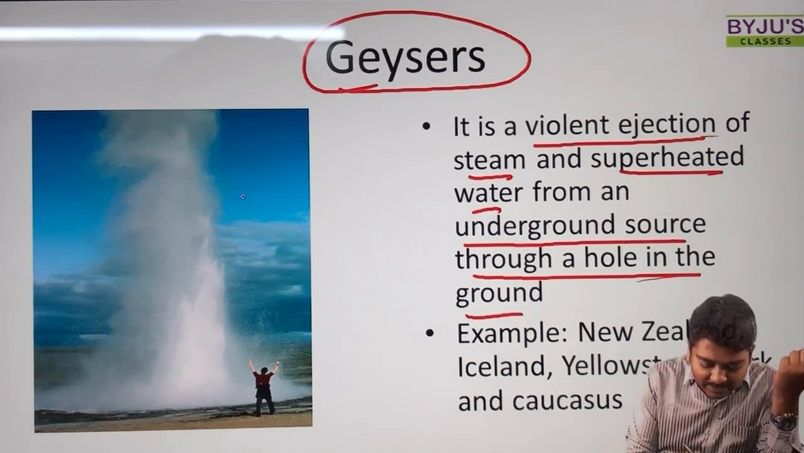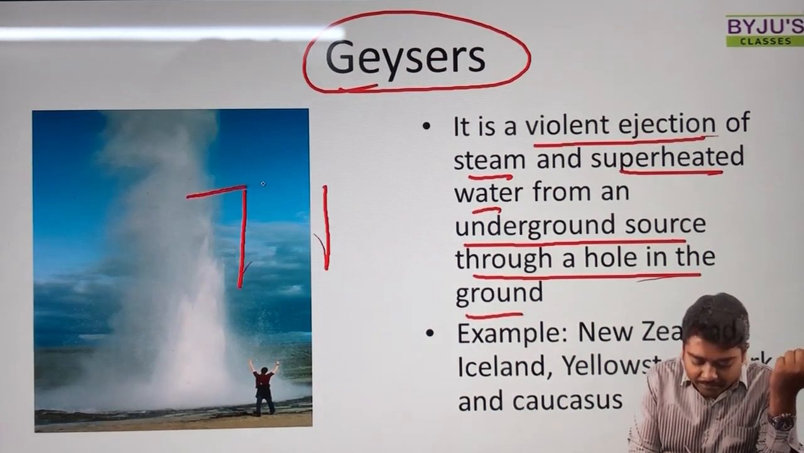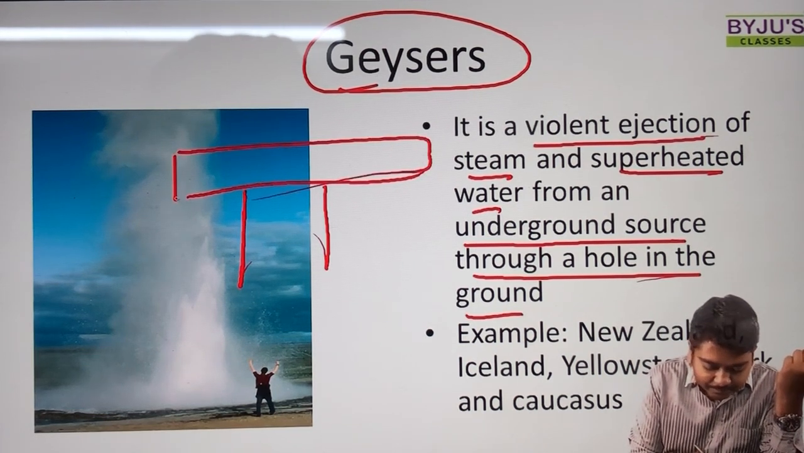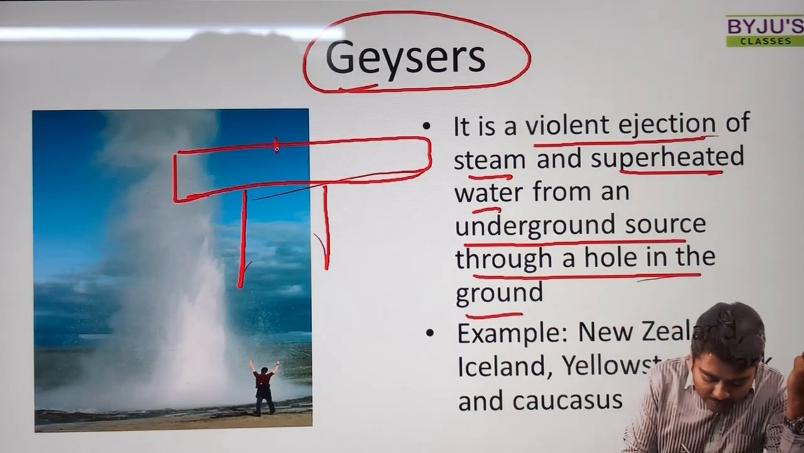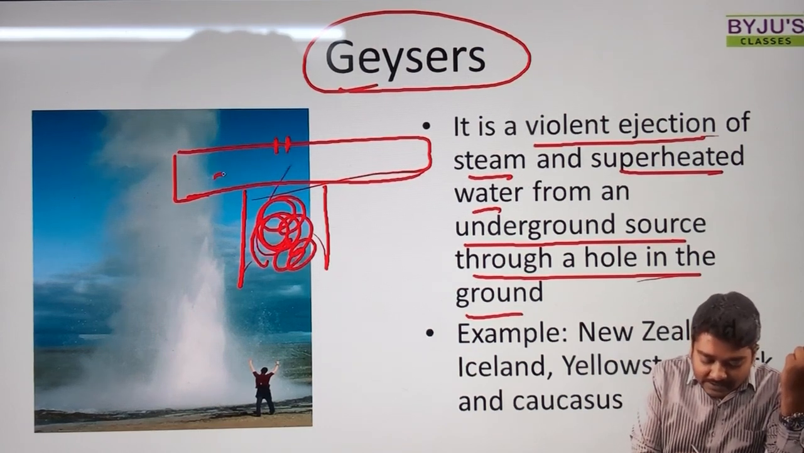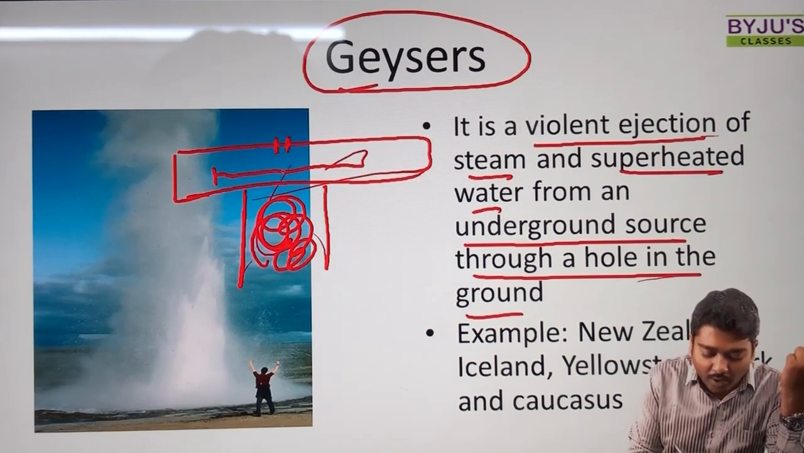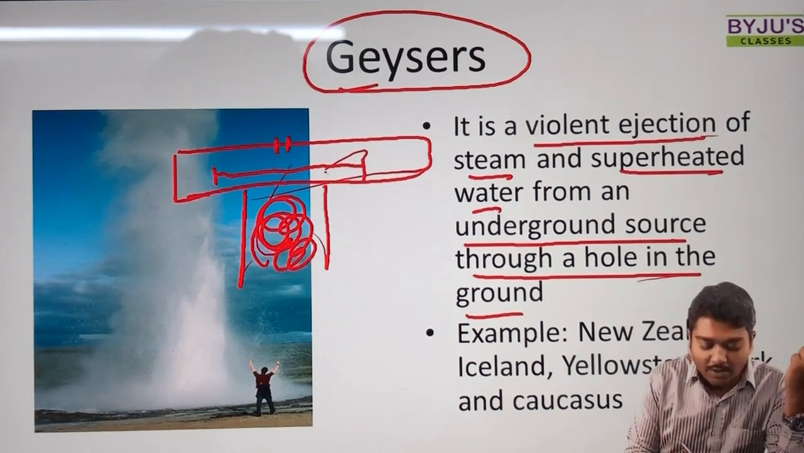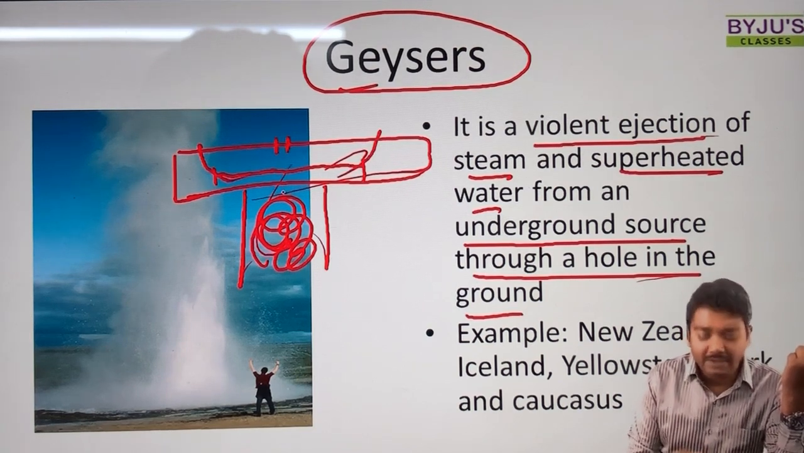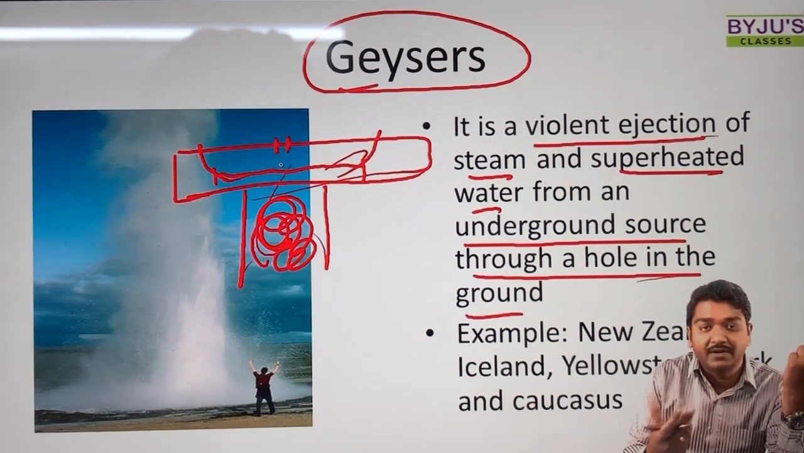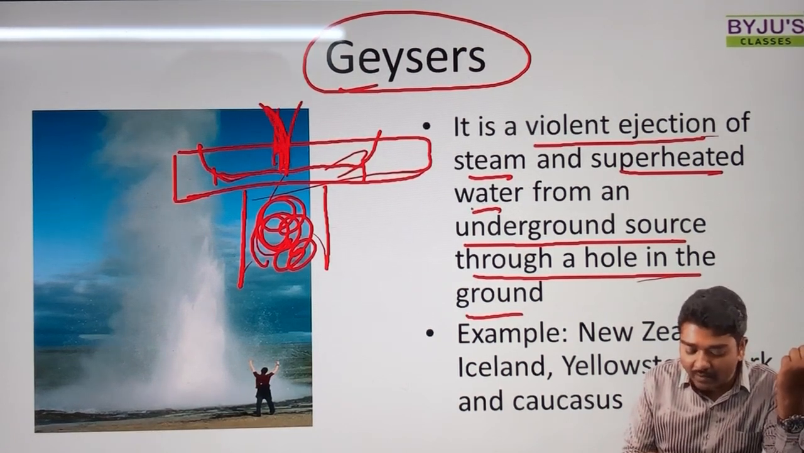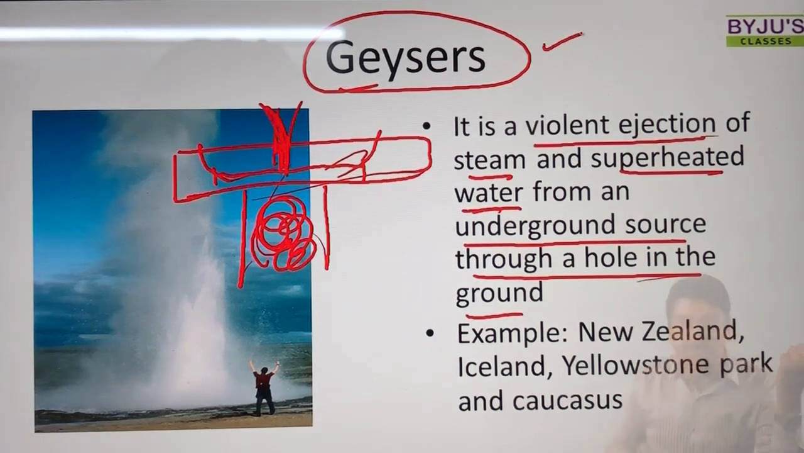See, let me think of a scenario. You have a volcano here, or magma here, and this is the crust. There is a small hole somewhere here. Magma. And in this layer, underground water is present. Some water source is there, and this water source is heated continuously. So when it is heated, it comes out in the form of steam or superheated water. So this is known as a geyser.